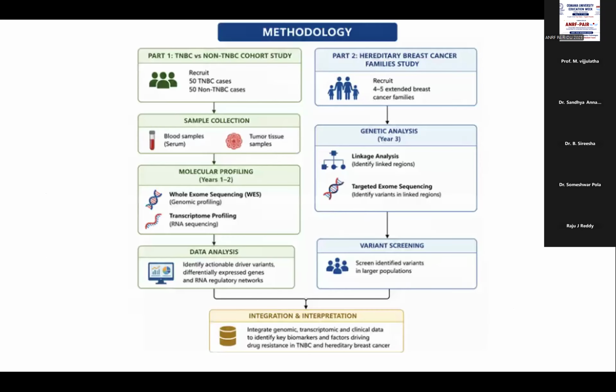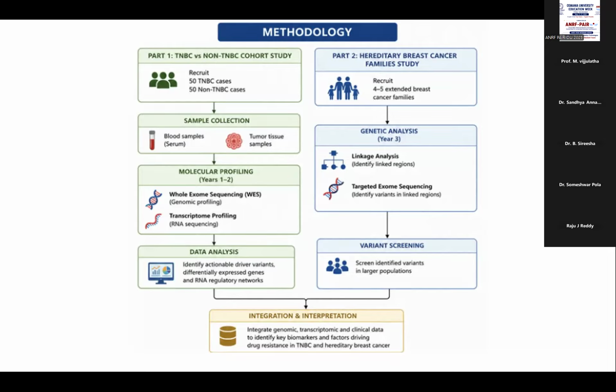So this is the methodology we have adopted. There are two components for this study. One is comparing the TNBC versus the non-TNBC cohort, where all cases of TNBC, right from diagnosis to including the metastatic breast cancers, will be taken up. And these cases will be analyzed both at the serum level, using blood samples, and the tissue samples.